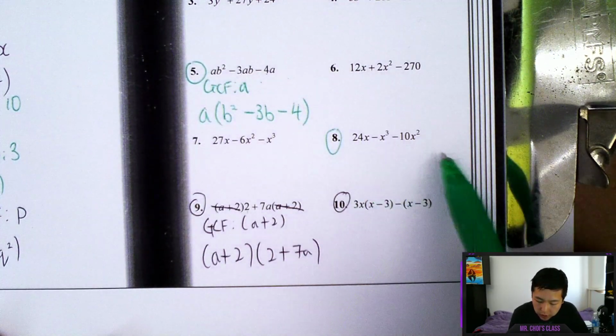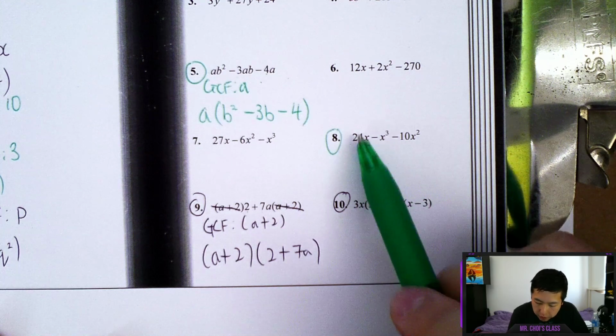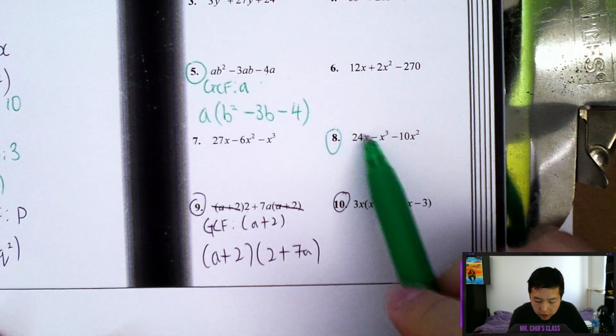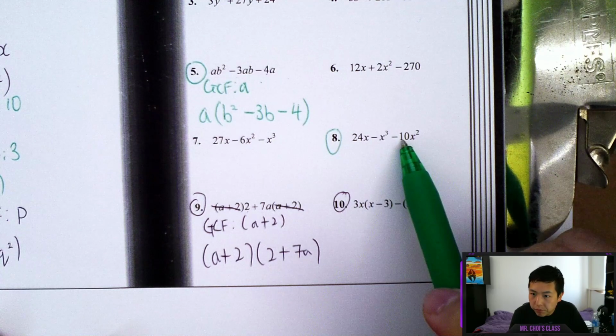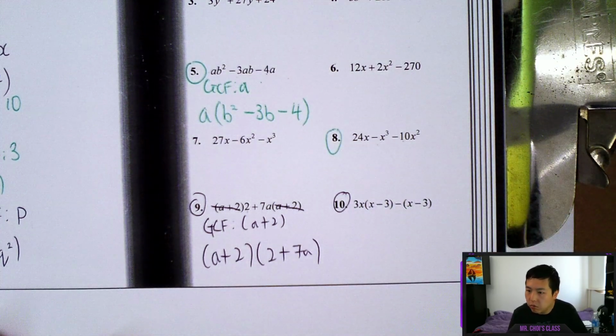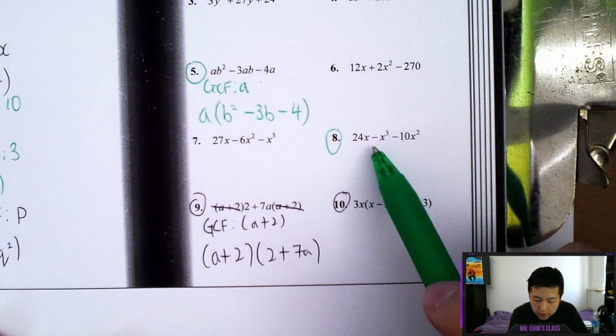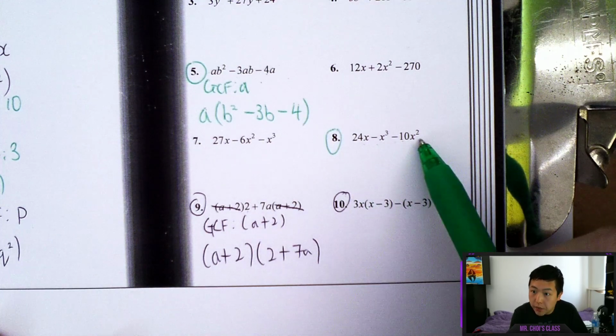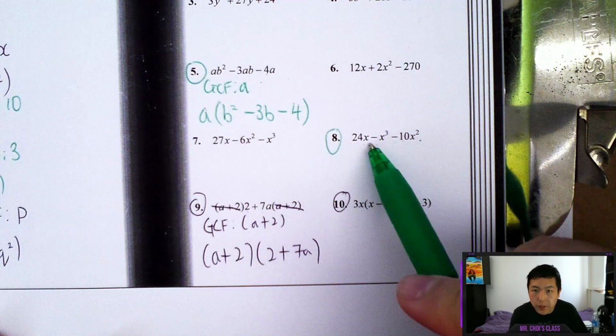For our next one here, same idea. We're going to look at the numbers. 24, negative 1, negative 10. Smallest number is negative 1. Do we take it out? No. We're not going to take out a 1. Looking at the x's, all 3 of them do have x's. And which one is the smallest one? The smallest one's right here, this x.